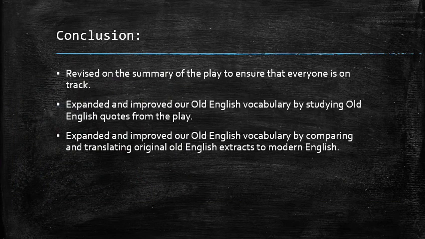So in conclusion, for this lesson, what we have done was we revised the summary of the play just to ensure that everyone was on track. We also expanded and improved our Old English vocabulary by studying some Old English quotes from the play. We studied the Old English quotes from Juliet as well as from Romeo. And then we expanded and improved our Old English vocabulary by comparing and translating the original Old English extracts to modern English side by side. So we learned new words overall, and hopefully that has expanded our vocabulary in Old English.